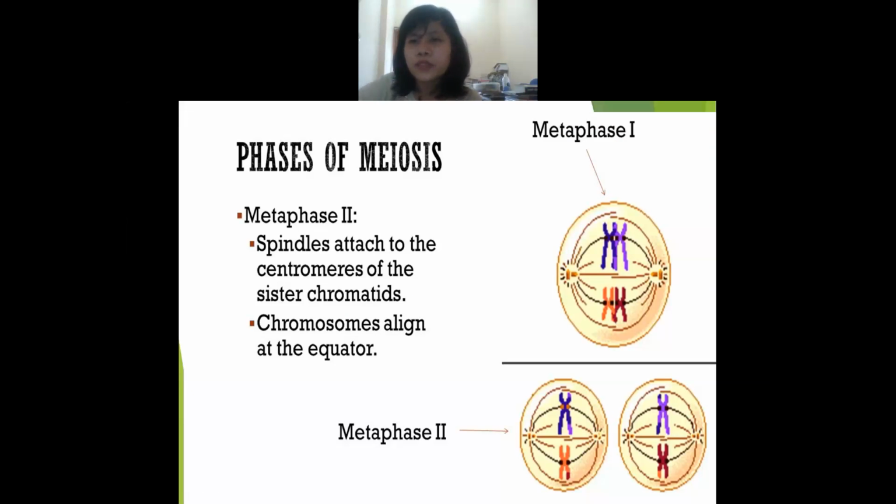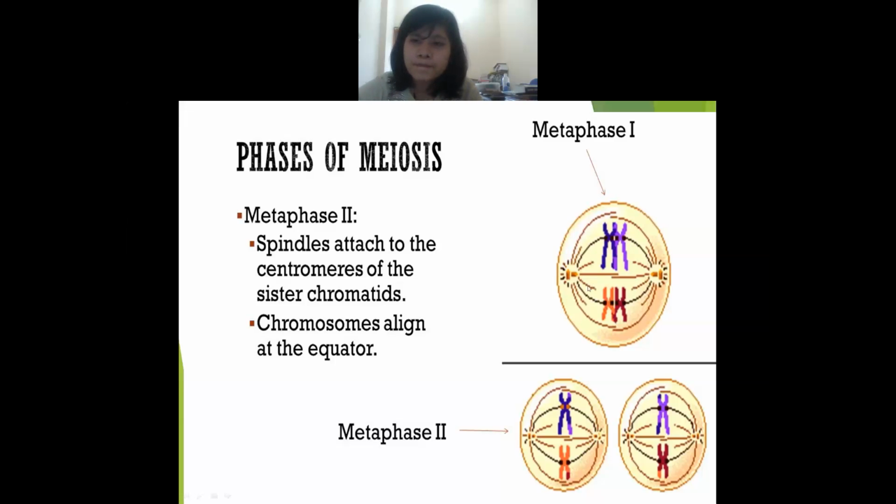So in metaphase 1, what will you get? You will get the spindles, all these other spindles, you remember, the semicircle, they will attach to the centromeres. Understand, this is a centromere, the place where the two chromosomes meet each other. So the spindle fibers will be attached here, in these centromeres.